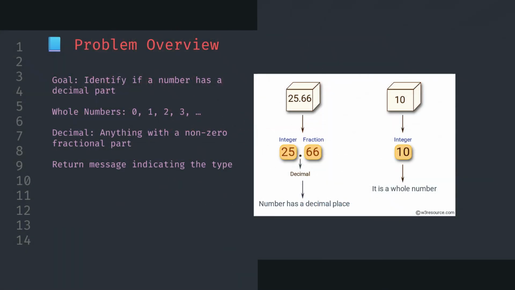Our goal is simple. Figure out if the number is clean or has some extras after the dot. If the number has no fraction, it's a whole number. Otherwise, it has a decimal place. The output will be a message saying which one it is. Now, let's check out the JavaScript code that does this.